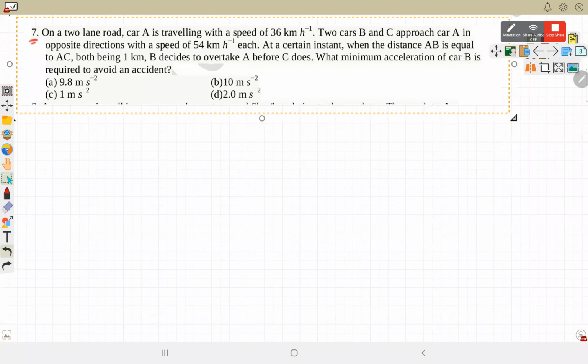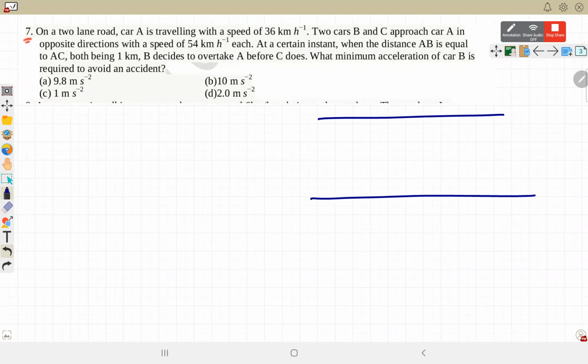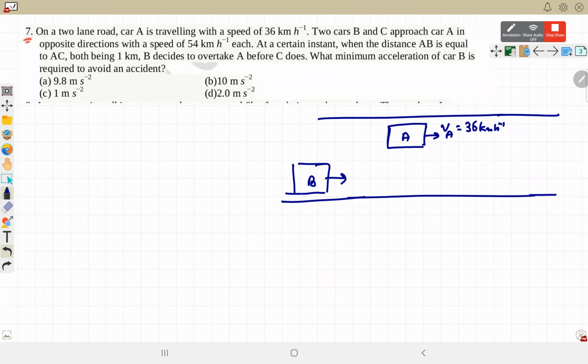So this question is on a 2-lane road. Car A is traveling with a speed of 36 km per hour. Two cars B and C approach A in opposite directions with a speed of 54 km per hour, at a certain distance, when the distances AB and AC are both equal to 1 km. B is coming from here and C is coming from the opposite direction, and both the distances are 1 km exactly.